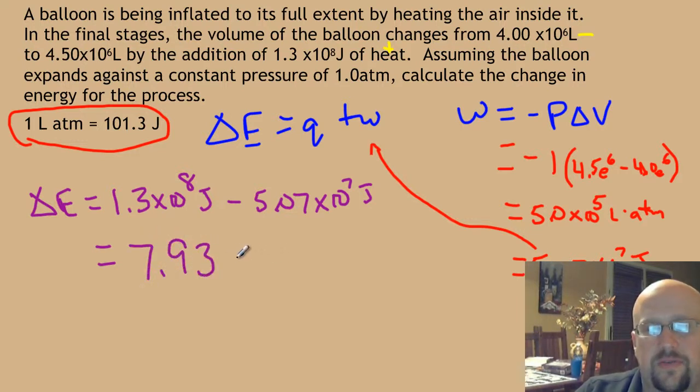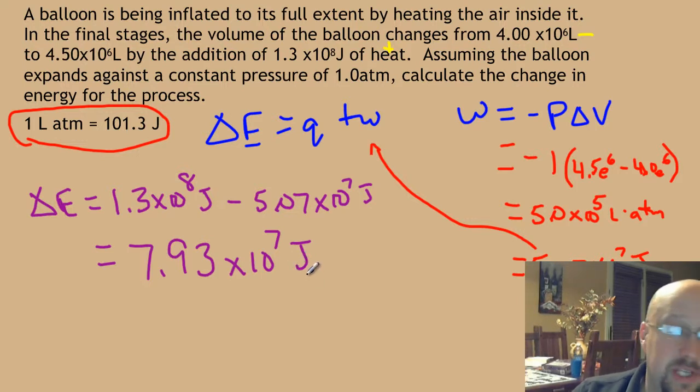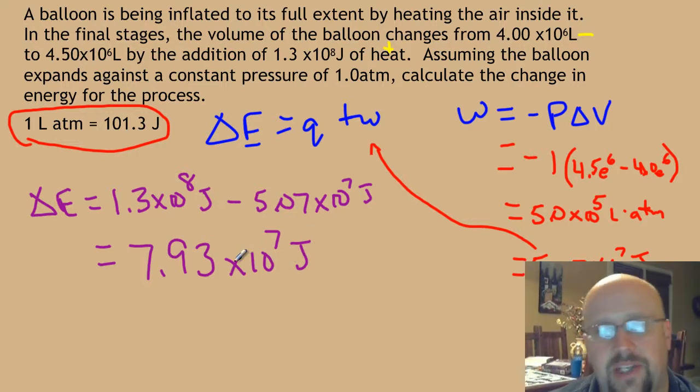So that gives us a final value of 7.93 times 10 to the 7th joules. You could convert that to kilojoules, or you could get real excited and convert it to megajoules or whatever. You can just leave it as joules unless it asks for the answer in kilojoules. And so that is going to be our correct answer.